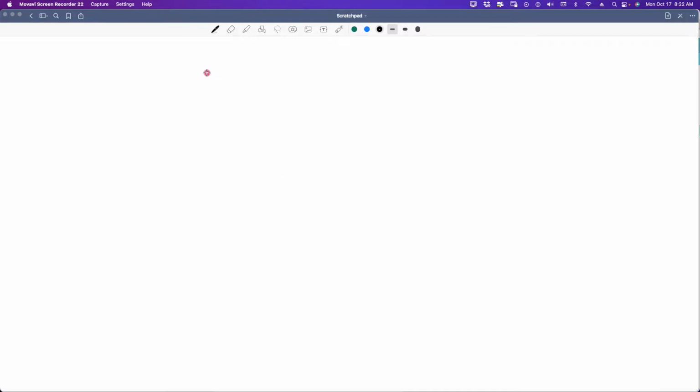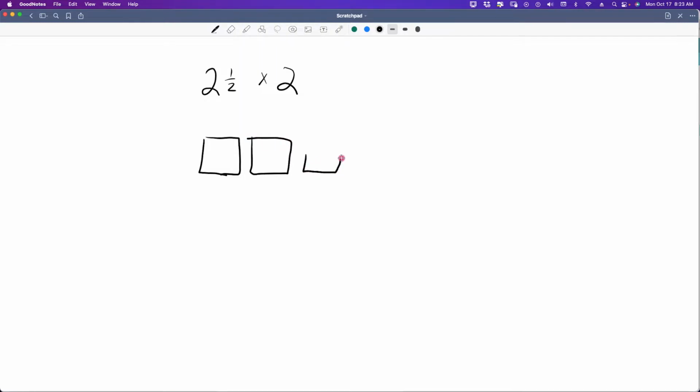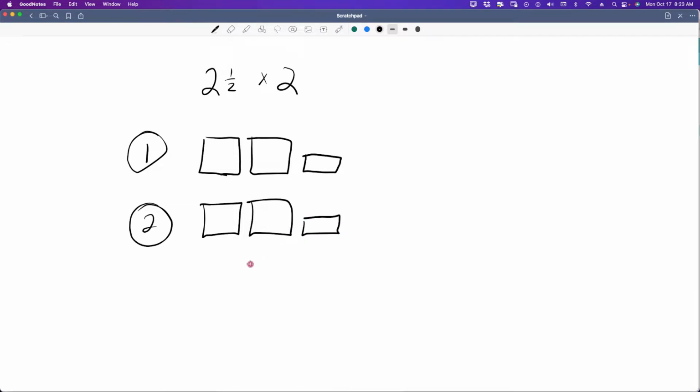Let's say I have 2 1/2 right here, and I want to multiply that by 2. Let's say I have 2 people, and each of them has 2 1/2 boxes of something. So I can illustrate that by saying, here's a box, here's a box, and here's half of a box. Here's the first one. Here's the second. We're multiplying by 2, so we have 2 sets of 2 1/2. So here's another box and another box. Here's their 2 1/2, so 2 times 2 1/2, and we have 2 sets of 2 1/2.